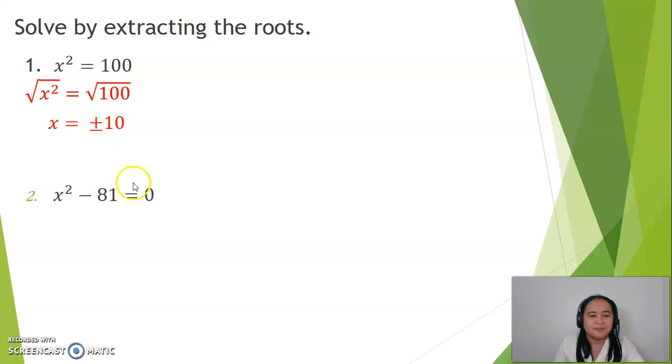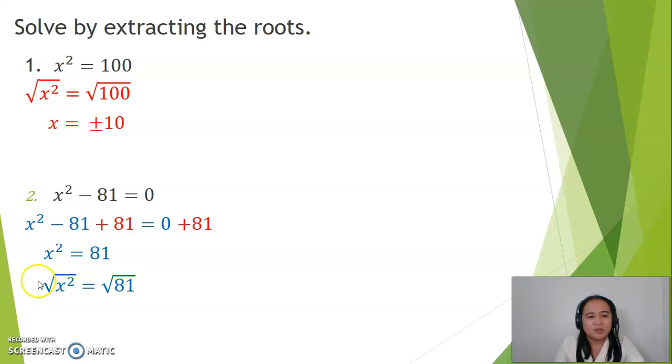Another example, x squared minus 81 equals 0. Eliminating 81, we will add 81 to both sides. So we can simplify as x squared equals 81. Get the square root to both sides, so the result will be positive and negative 9.